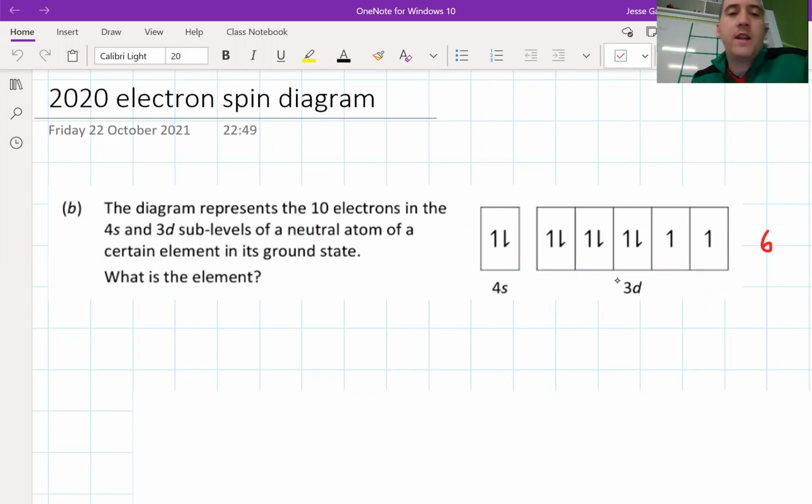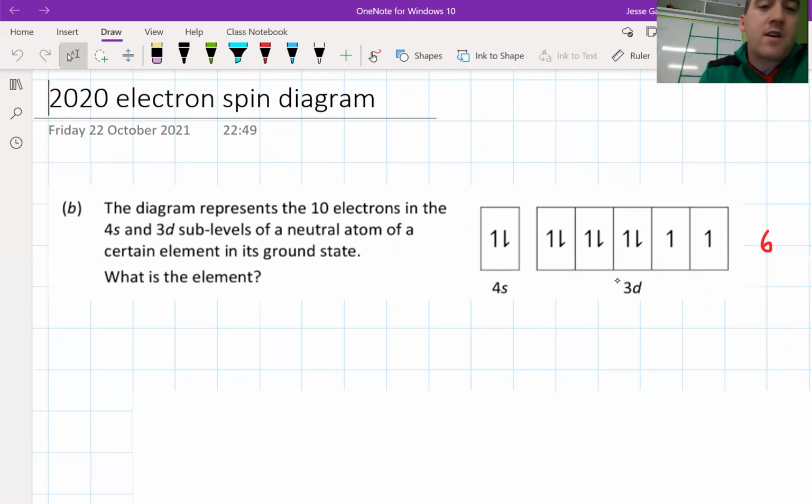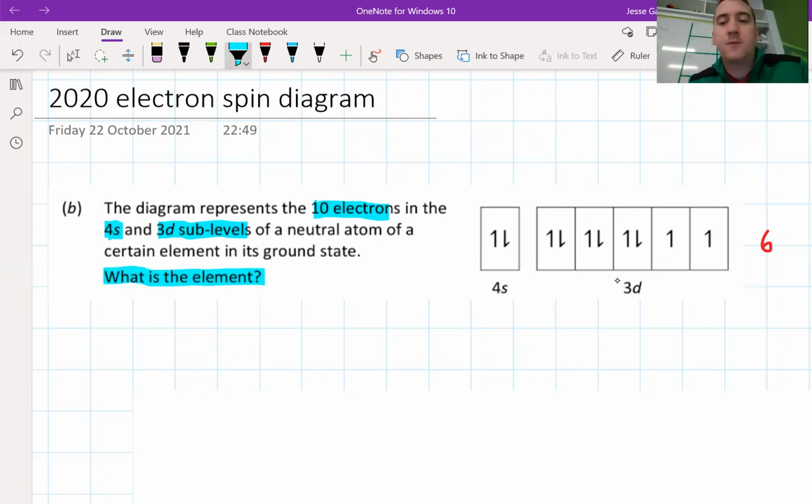All right, so let's go ahead and start reading it. It says that the diagram represents the 10 electrons in the 4s and 3d sublevels of a neutral atom of a certain element in the ground state. And it's asking you to work out what is the element.